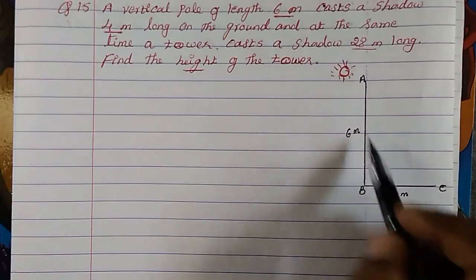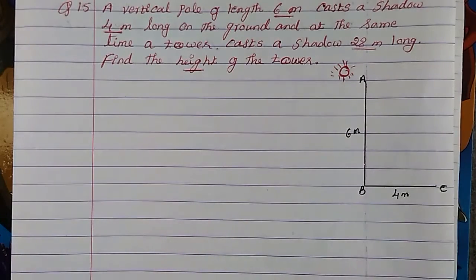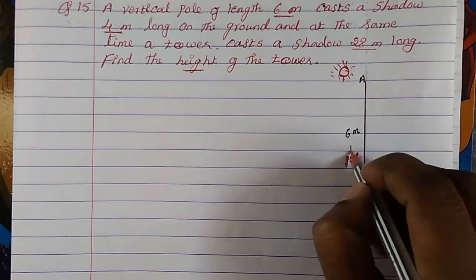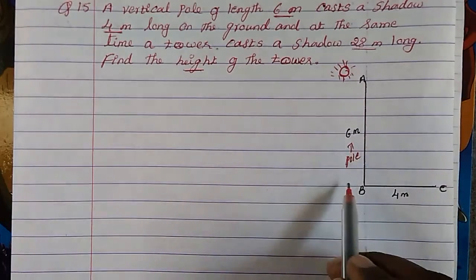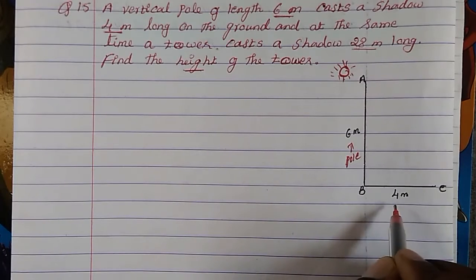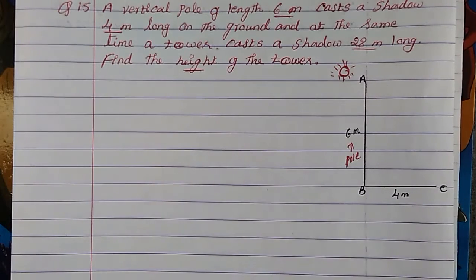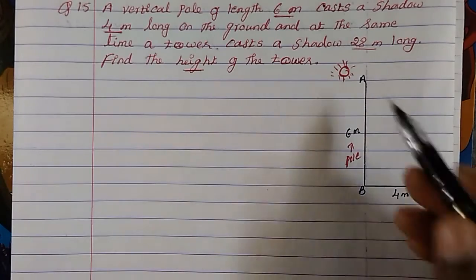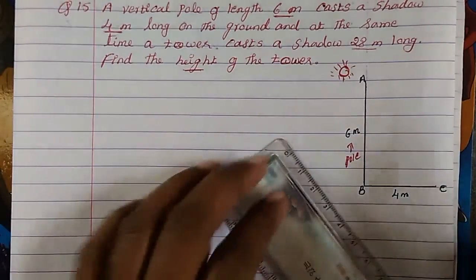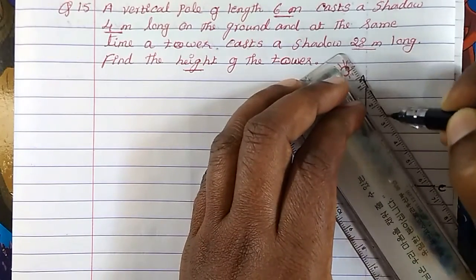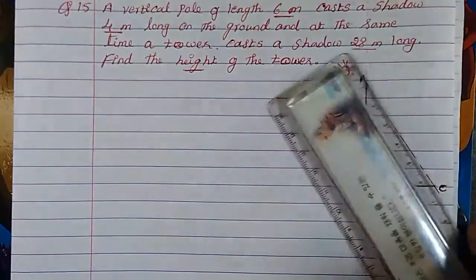Okay, so AB is the pole. This is the pole of 6 meter and the shadow is 4 meter on the ground. Now I'll join both the points. I'll just join it. So when I join it, it becomes the triangle.